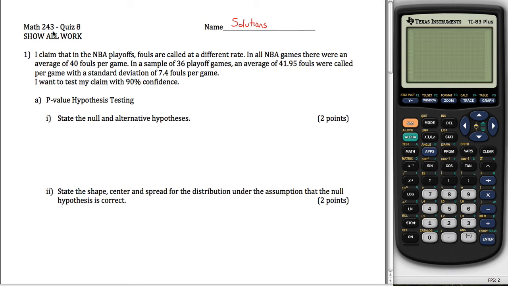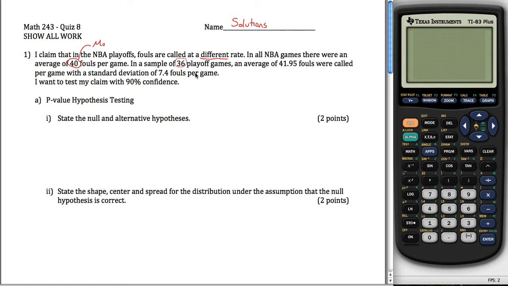Here, Solutions Quiz 8. We're doing hypothesis testing. I claim that in the NBA playoff, fouls are called at a different rate. That key word tells us we're doing a two-tailed test. In all NBA games, I'm talking about the proportion here, there's an average of 40. Population average, we used to use mu for. We want mu to represent something else here, so we'll use mu naught.